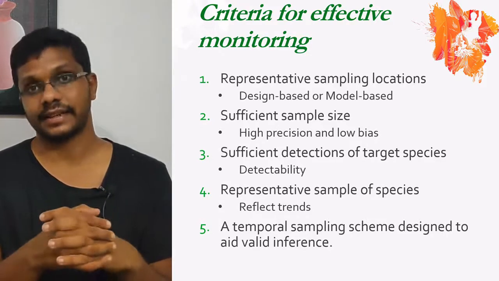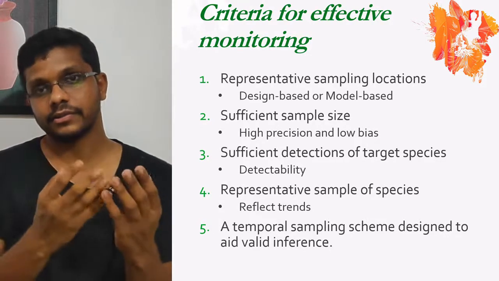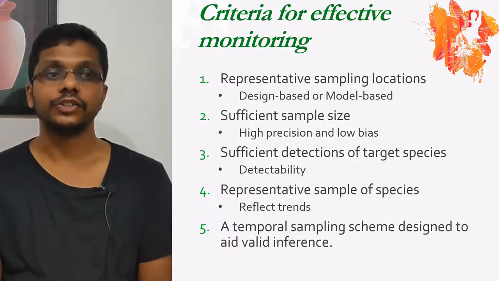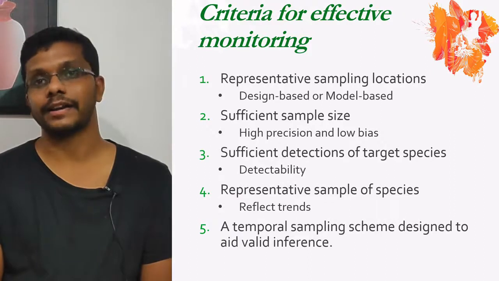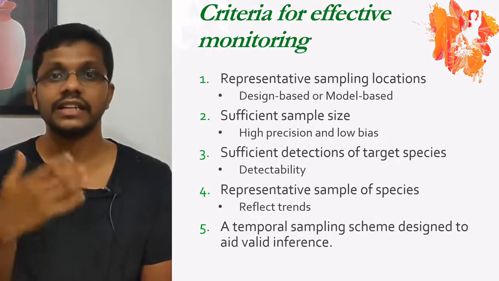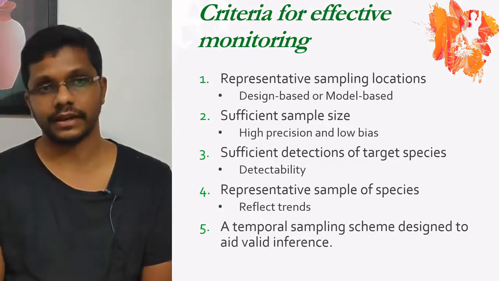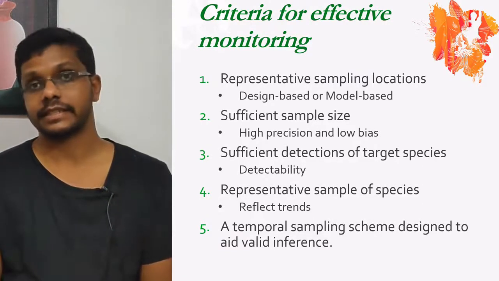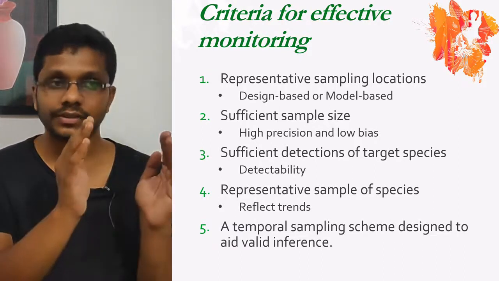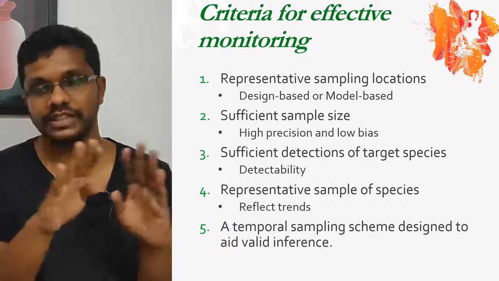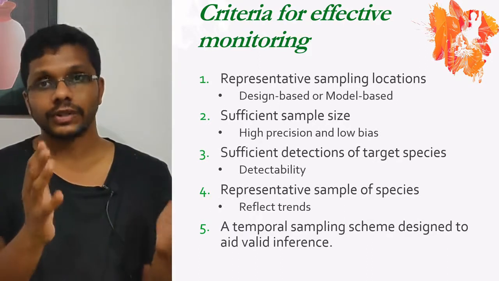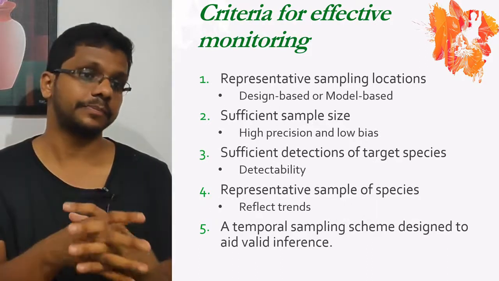Secondly, sufficient sample size. The sampling size, the number of samples we are taking from a particular geographical area, should be enough to represent the biodiversity. If the number of samples we are taking in a location is less, the precision will be less and the bias will be more. We will get unreproducible data. The data cannot be reproduced because of the errors in it. So we should have representative sampling which is spread across the geographical area, and it should have sufficient sample size so that the data is not biased.